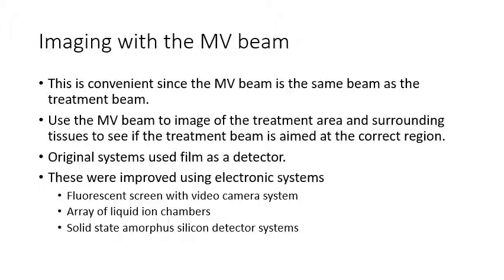The original systems used film or film screen technology to record the image. However, they were replaced with electronic systems that were both more convenient and could also improve image quality. 3 types of electronic systems have been used: a fluorescent screen with mirror and video camera system, an array of liquid ion chambers, and finally a system consisting of amorphous silicon detectors.